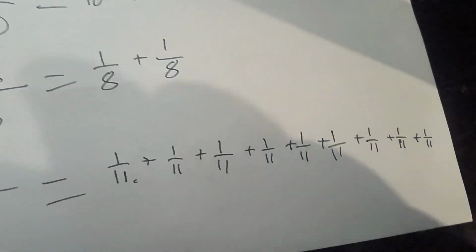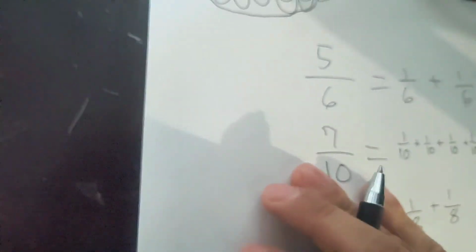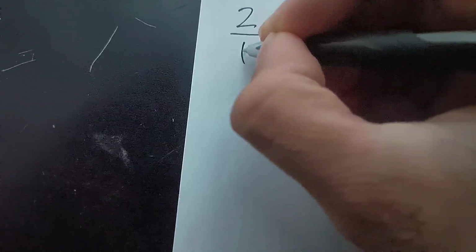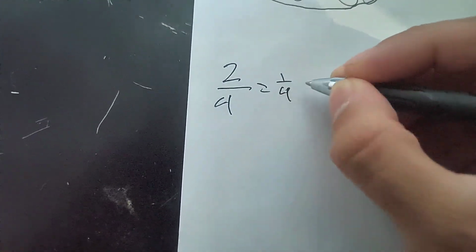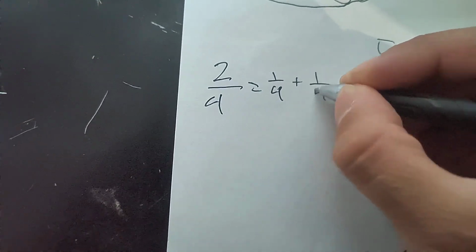And these are some examples. Or let's say 2 out of 4. That would be equal to 1 out of 4 plus 1 out of 4.